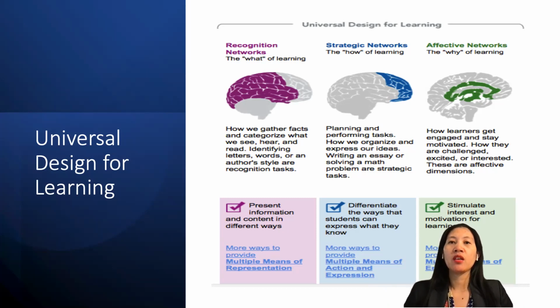Next one is the how of learning. We call it strategic networks. So we plan and perform tasks, how we organize and express our ideas. Just like writing an essay or solving a math problem are strategic tasks. We need that. Then the last one here, we need to know the why of learning, or the affective networks.